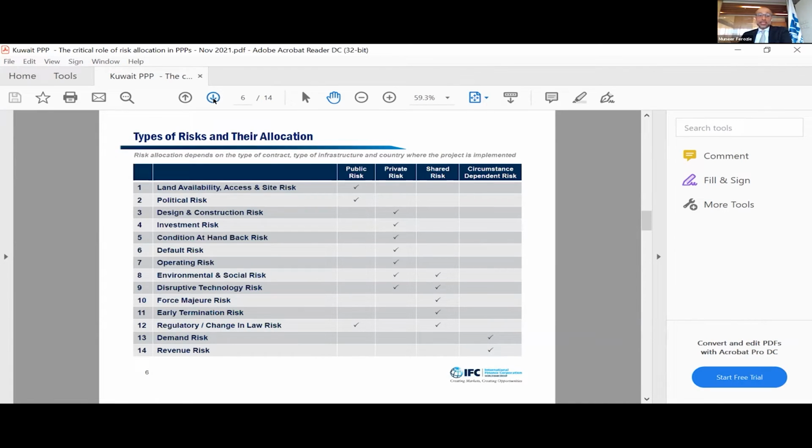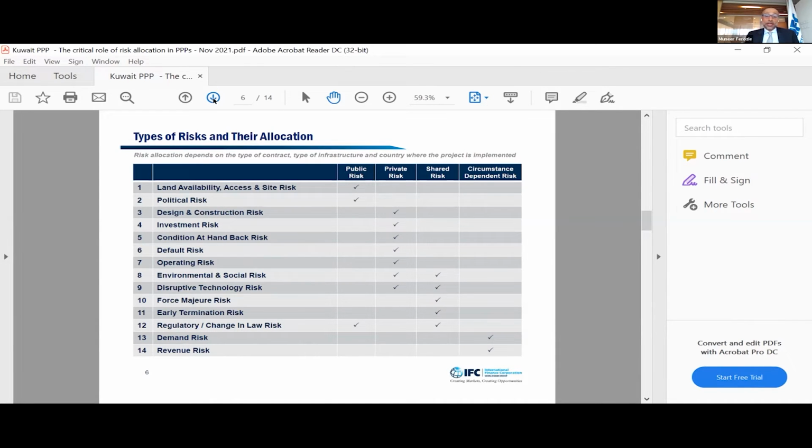So this is a very busy slide. And I think what I wanted to do over here was to give you a feel for a risk register in any PPP project, and this is not all-encompassing, but these are the major risks. On the left-hand side, there are 14 risks identified. That's a risk register, essentially.